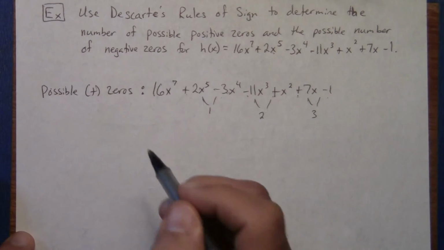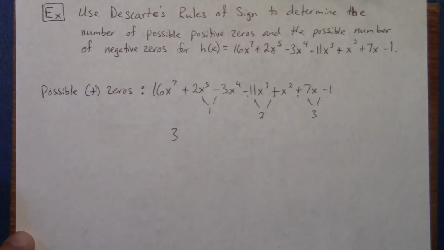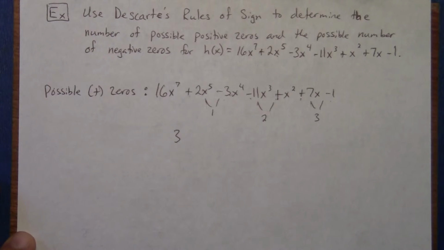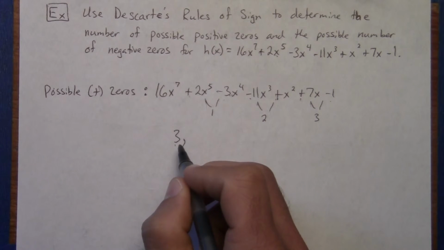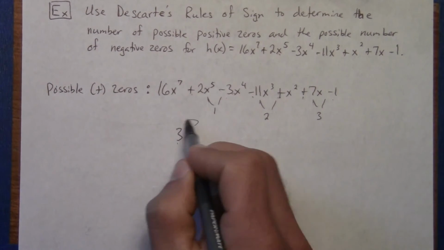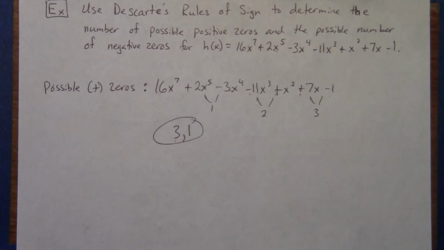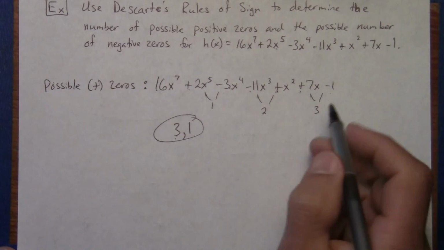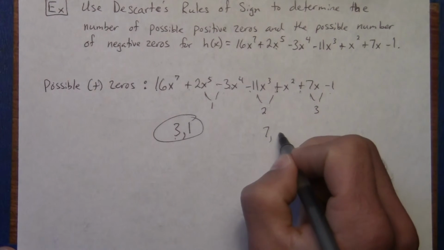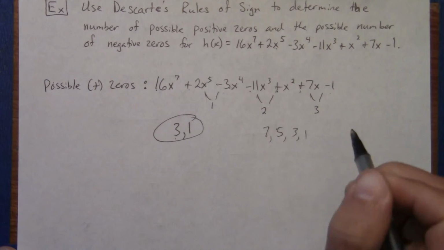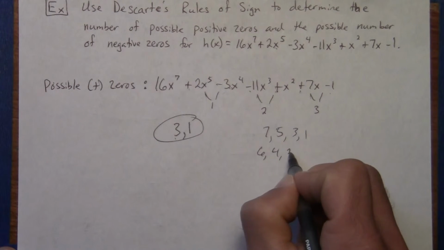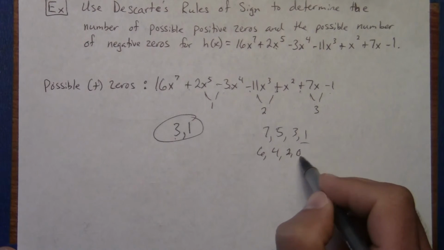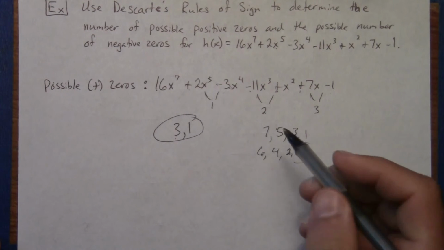So the number of possible positive zeros would be 3, or if you go back and read the definition, it's that number and then less than that by an even integer. In other words, you basically take this number and subtract 2 until you get down to 0 or 1. So the number of possible positive zeros is 3 or 1. If for some reason you counted the sign changes and you got 7, you would say it's 7, 5, 3, 1. You just keep subtracting. If you got 6, it would be 6, 4, 2, 0. 1 and 0 would always be the last two numbers.